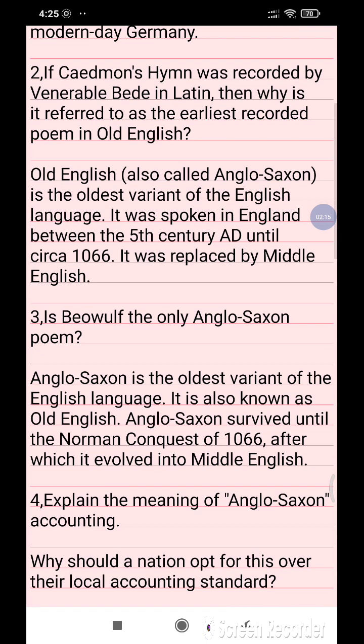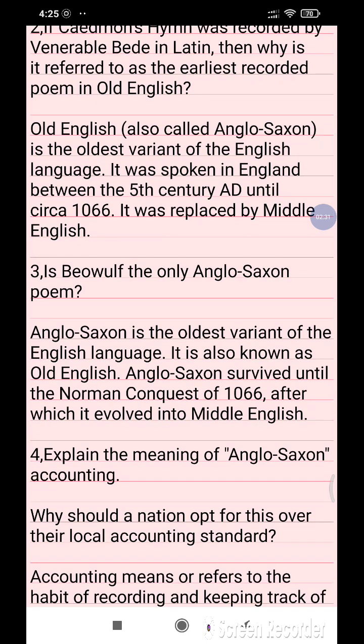So the answer is, Old English, also called Anglo-Saxon, is the oldest variant of the English language. It was spoken in England from the 5th century AD until circa 1066, and it was replaced by Middle English.